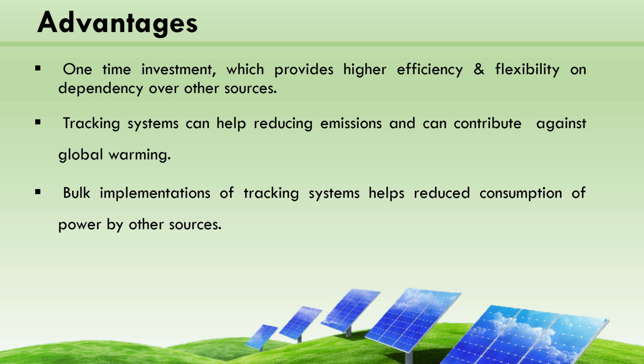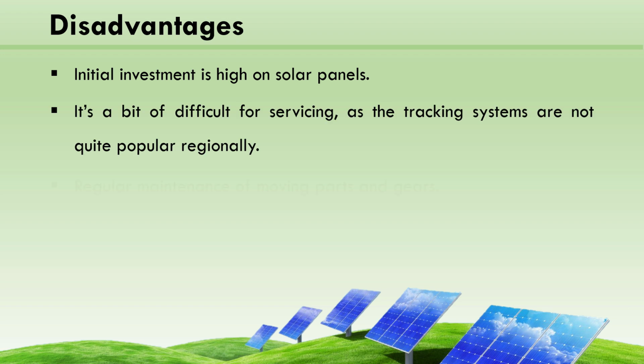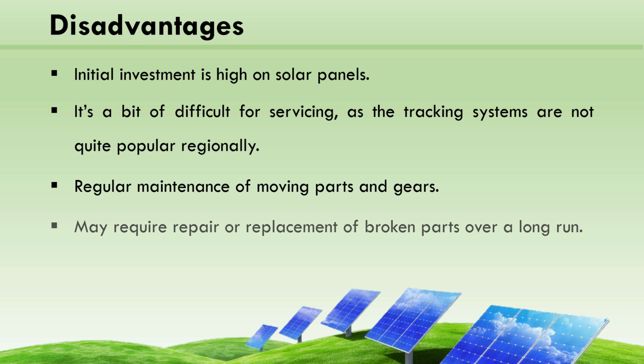The bulk implementation of tracking systems helps reduce consumption of power by other sources, and it also enhances the clean and emission-free power production. Switching to disadvantages, the initial investment is high on solar panels, and it's a bit difficult for servicing. Moving parts and gears will require regular maintenance, and over a long run may require repair or replacement of broken parts.